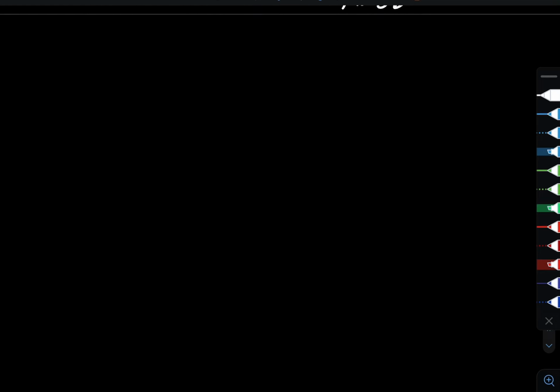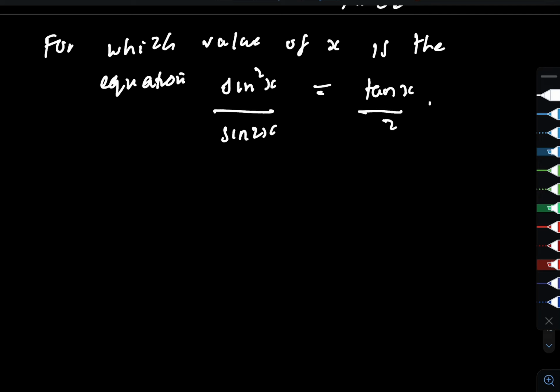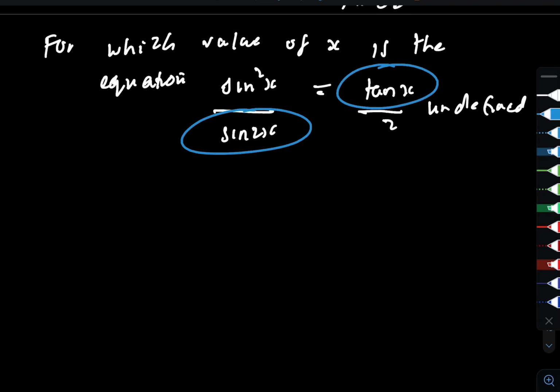Now in this one, they want to know specifically for which values of x is the equation sine squared x over sine 2x equals tangent x over 2 undefined. Okay, here we're dealing practically with more than one denominator. This one is sine theta over cosine theta. Just make sure. So we already know for which one this will be undefined, but we haven't done this one.